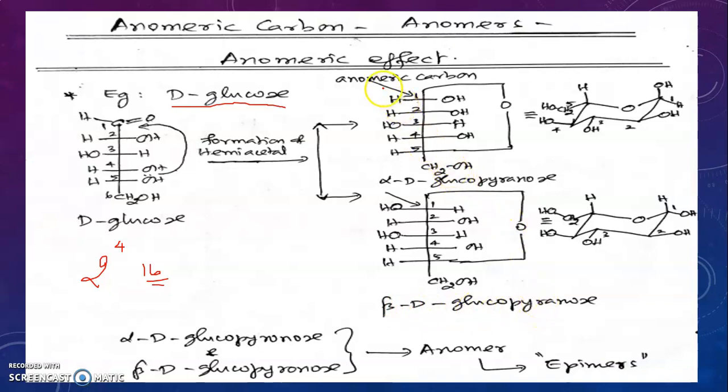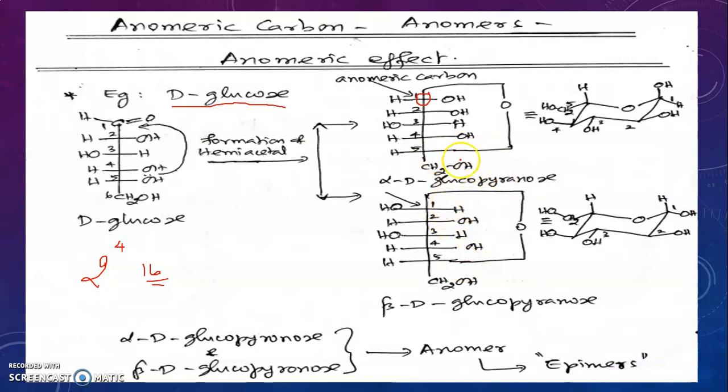Now, what is meant by anomeric carbon? The newly formed chiral carbon, due to the formation of cyclic hemiacetal, is called the anomeric carbon. In the reactant it is not a chiral carbon, but due to the formation of the cyclic structure, you get a new chiral carbon. That chiral carbon is called anomeric carbon. Due to the formation of the anomeric carbon, you will get two isomers, alpha isomer and beta isomer. These isomers are called anomers.